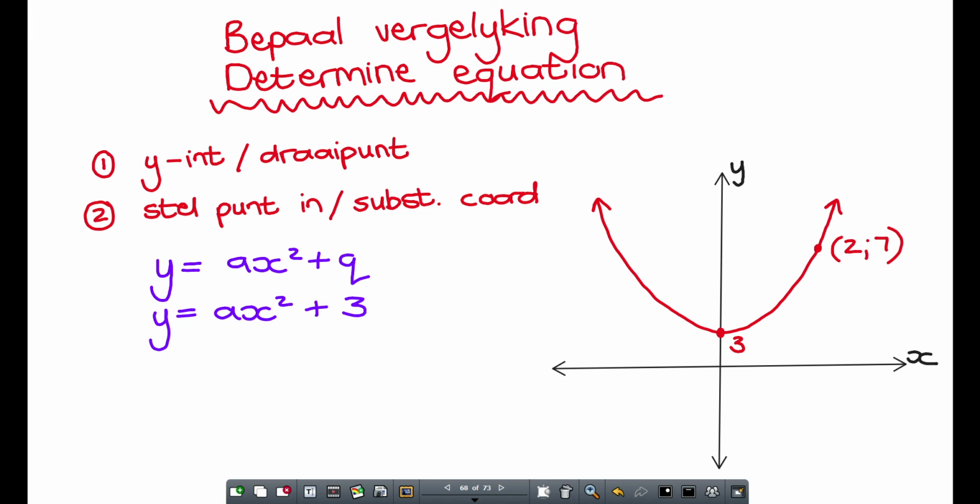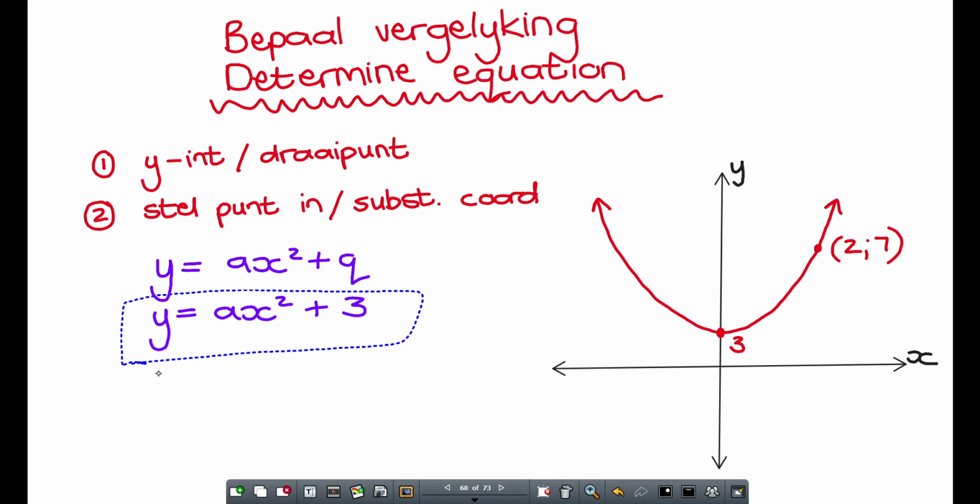Okay, done. Step 2 says, go substitute in a point. So there was one other thing given on this graph, that coordinate. Okay, so I'm going to substitute in that coordinate. Another way you could also be reminded of that is, if you look at the equation so far, how many unknowns have I got? I've got x, y, and a.